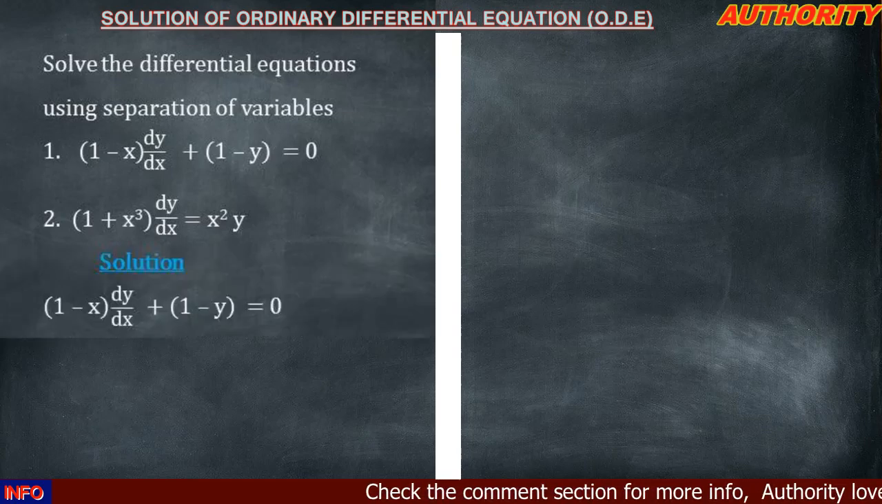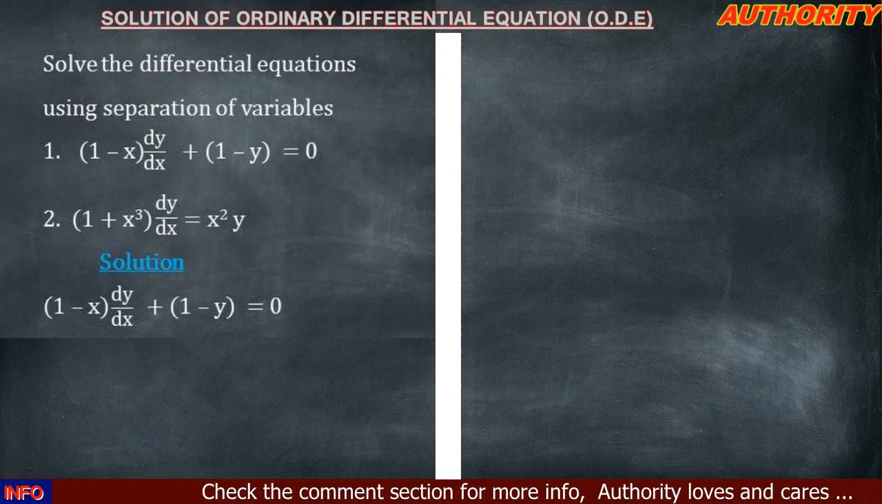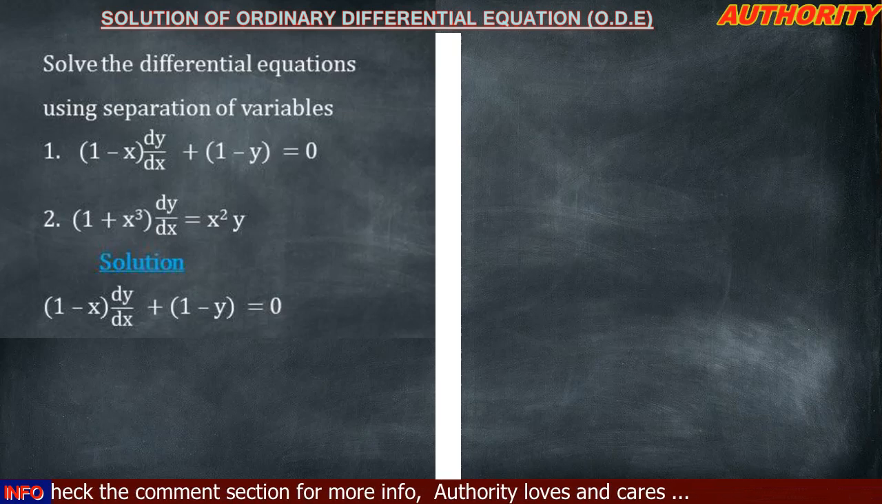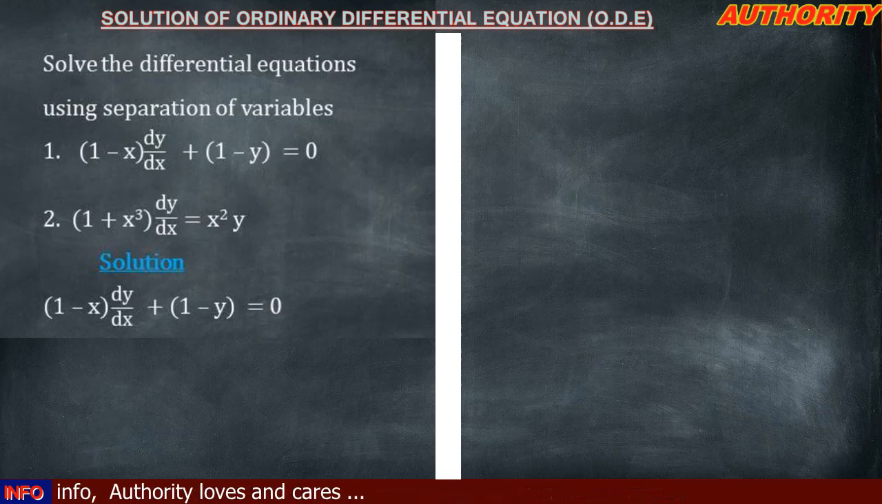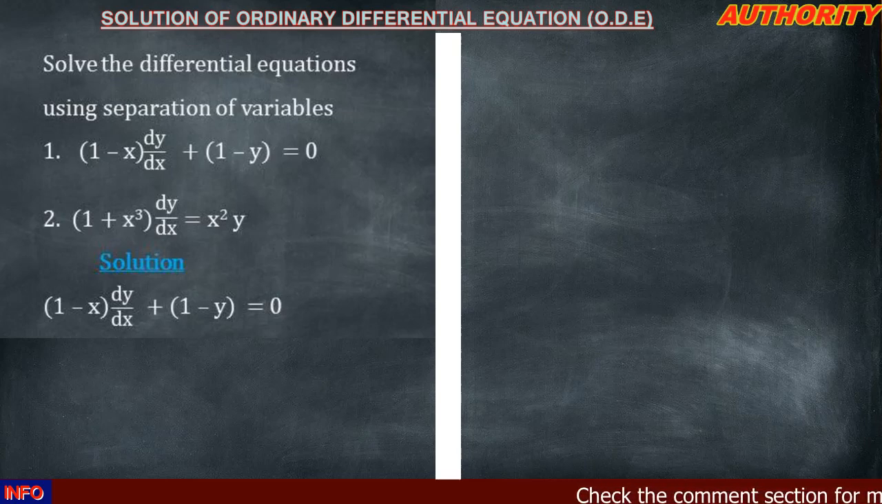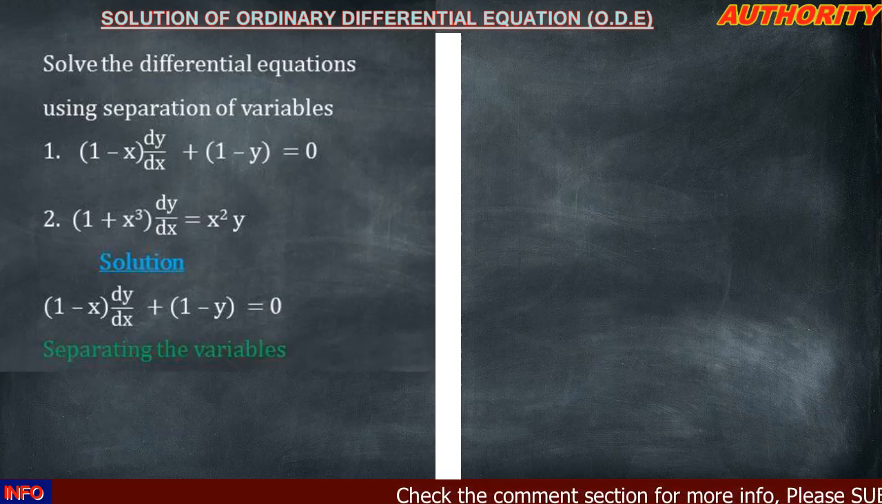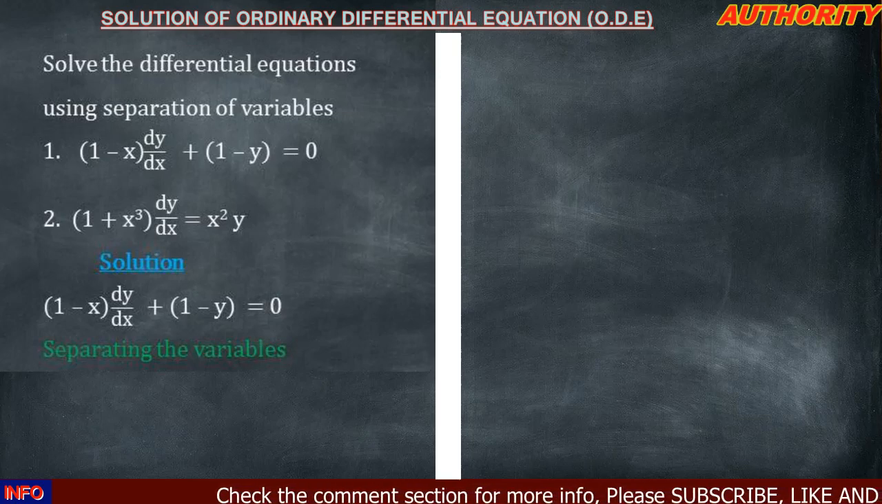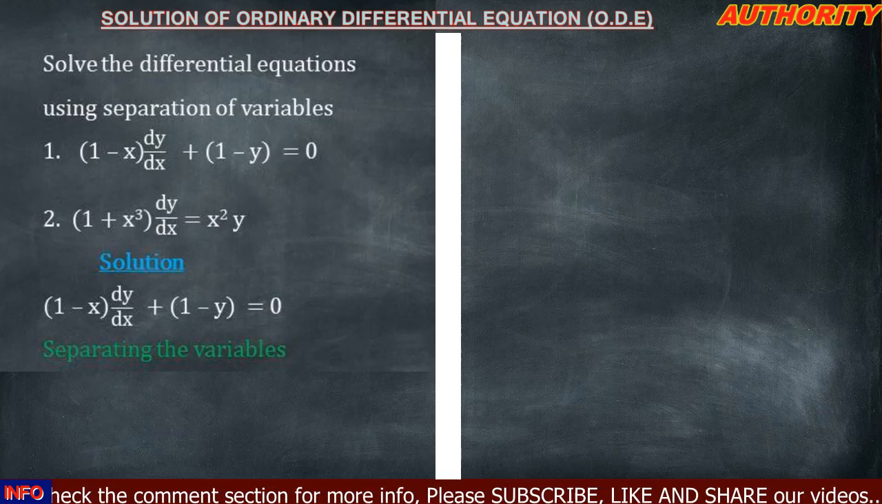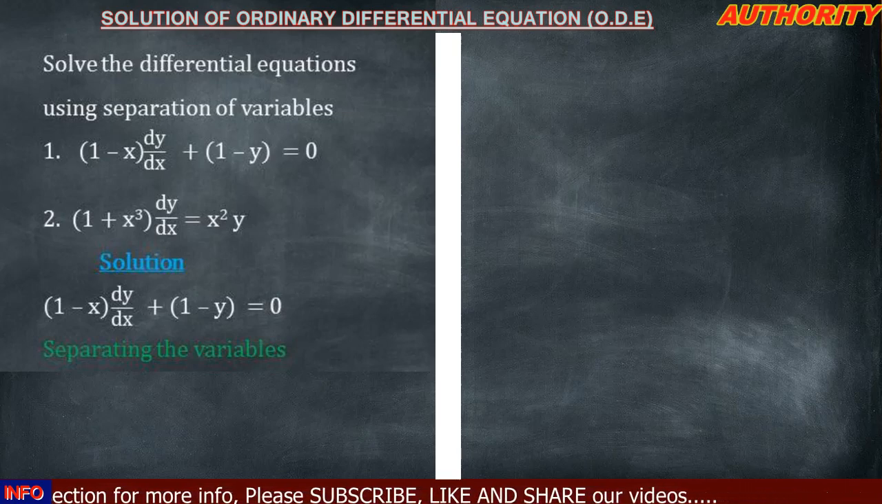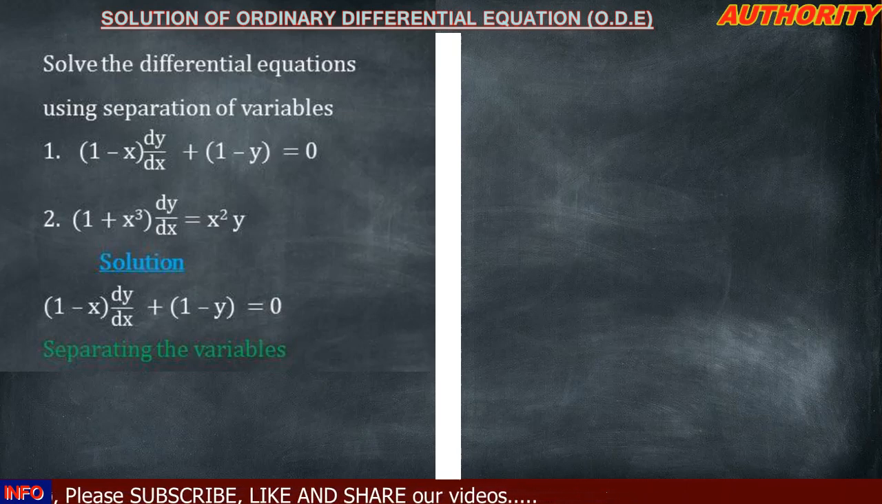Number one, we have (1 - x) / x + (1 - y) = 0. This is a differential equation, and we are asked to solve this specifically using the method of separation of variables. We have discussed this method previously in our videos. Please, if you have not watched that, check our YouTube channel and watch it. In separation of variables, we want to separate the terms, y on the left-hand side and x on the right-hand side. When we are able to separate this, we can integrate both sides with respect to y on the left and with respect to x on the right.